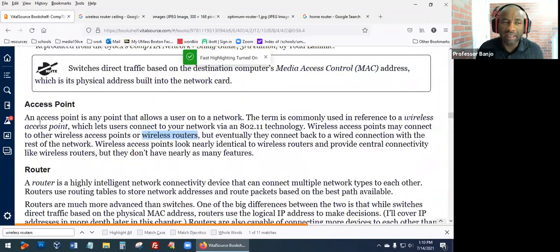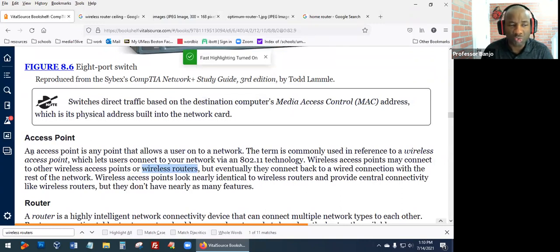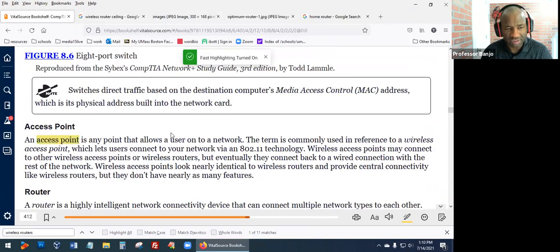So in IT, we refer to it as an access point, right? The term access point. An access point is any point that allows a user onto a network. The term is referred to as a wireless access point. You might notice that in a public building, or even at home, if you're too far away from the router, your signal might be kind of low. Sometimes you have to get closer to the router to get a better signal.